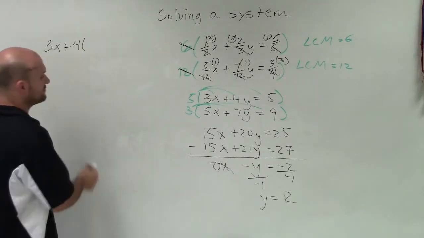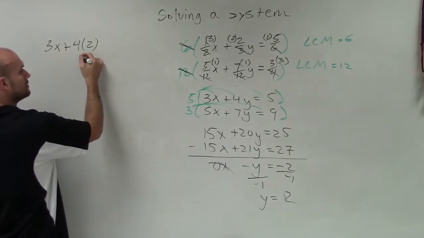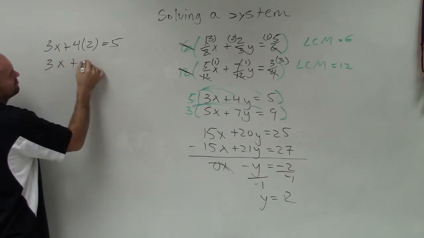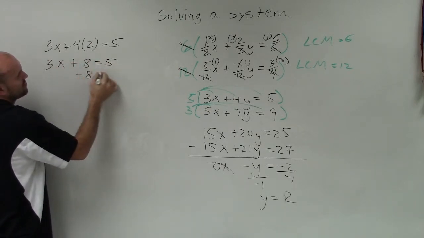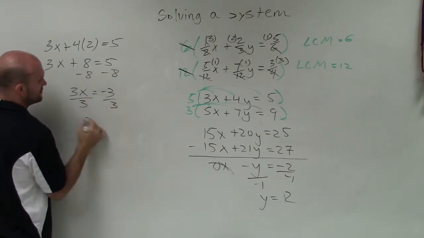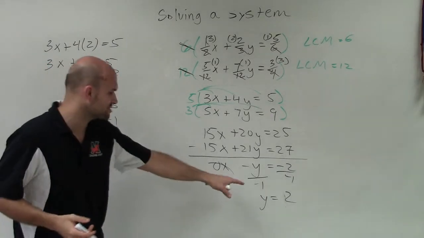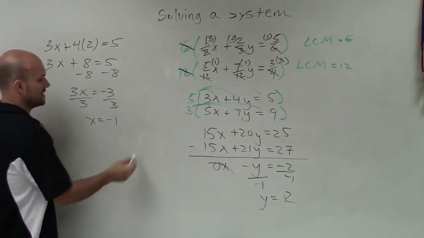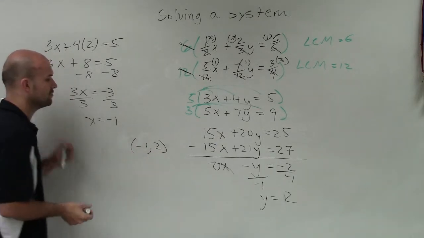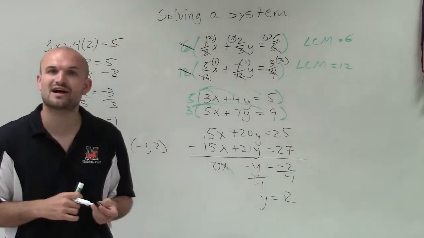But the values of your variables are still going to remain the same. So I have 3x plus 4 times, not y, but now the value of y, which is 2, equals 5. OK, so therefore I have 3x plus 8 equals 5. Subtract 8, I get 3x equals negative 3. Divide by 3, x equals negative 1. Therefore, the solution to this system is when y equals 2 and x equals negative 1. If I were to graph those two lines, they would have an intersection at negative 1, 2. So there you go, ladies and gentlemen. That's how you solve a system of equations with fractions. Thanks.